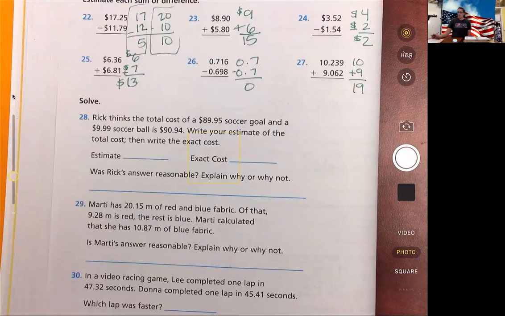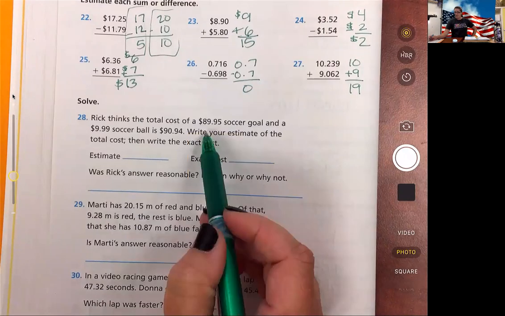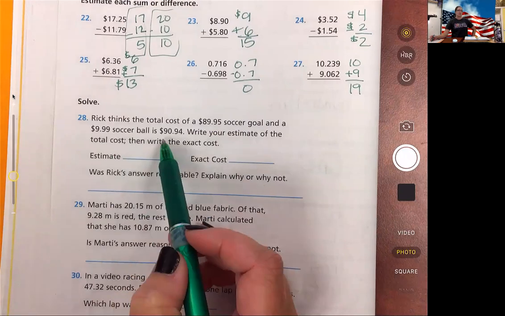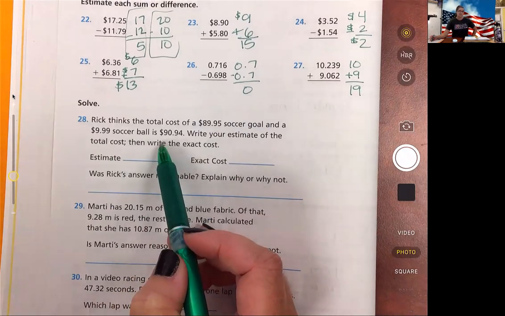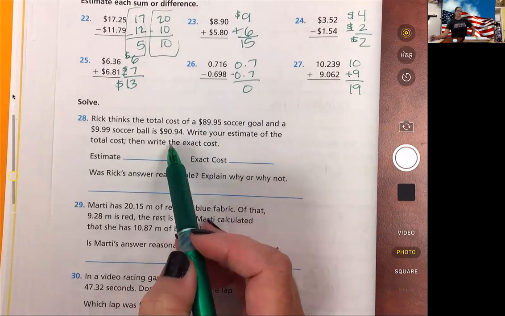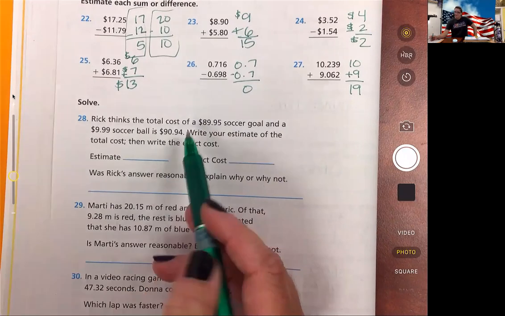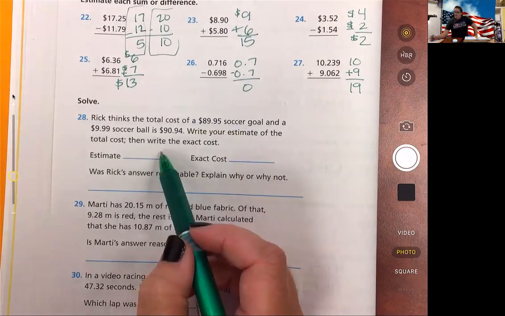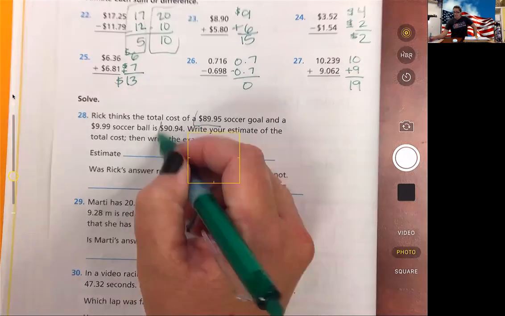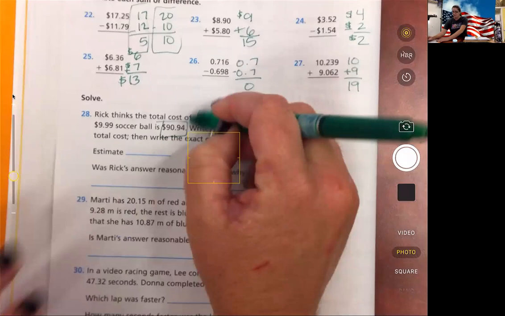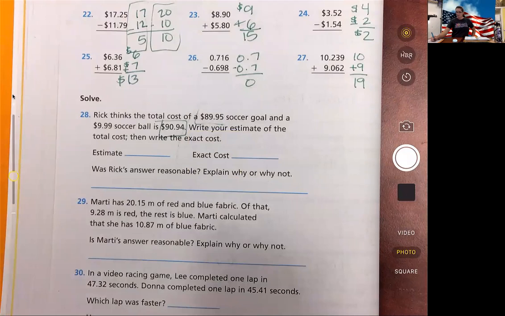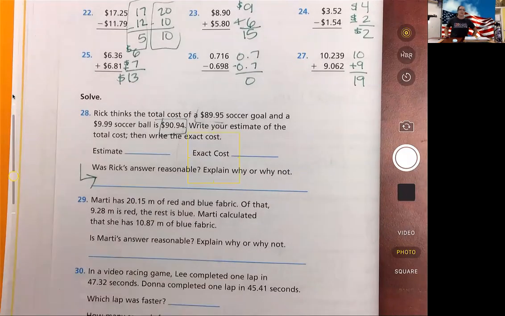Rick thinks the total cost of an $89.95 soccer goal and a $9.99 soccer ball is $90.94. Right now, just reading that, I already know he's got something wrong, because $89 for the goal, and he thinks the total with a ball is going to be $90.94. Write your estimate of the total cost, then write the exact cost. So this part right here, we don't really need for the problem, right? That's some extra information. Okay, that's for this part down here when we're talking about whether or not he was reasonable.